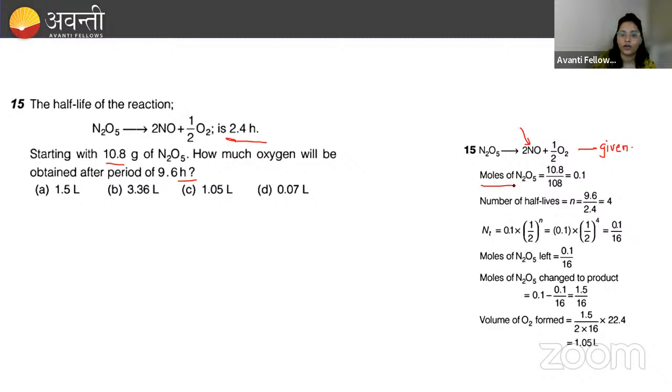Okay, moles of N2O5 कितने हैं reaction में? 10.8 gram. उसका molecular weight है 108. So how many moles are present? 0.1 moles of N2O5 are present.